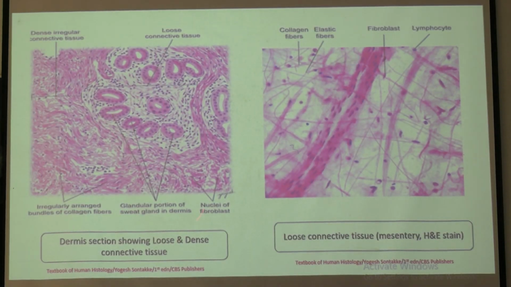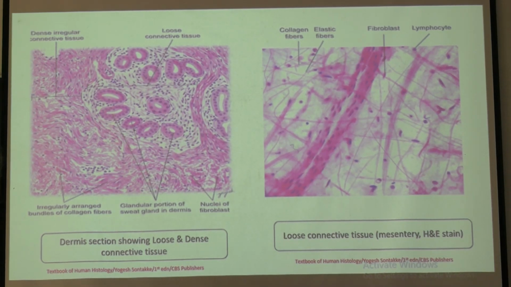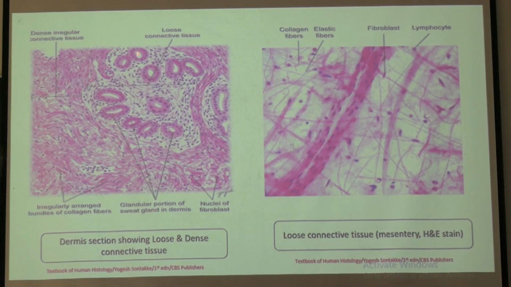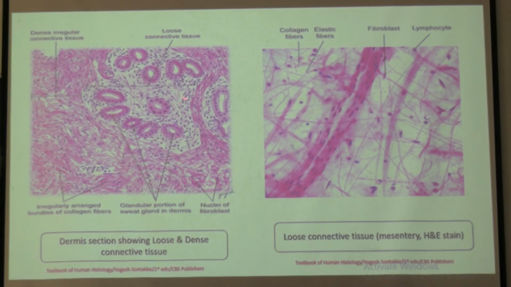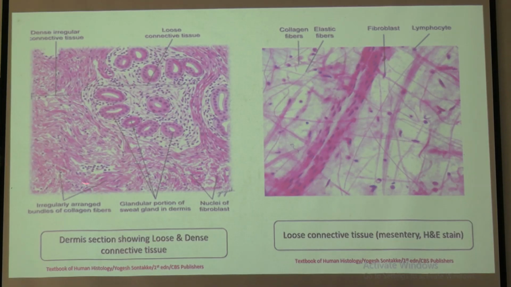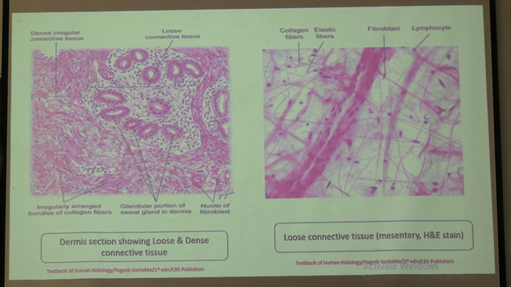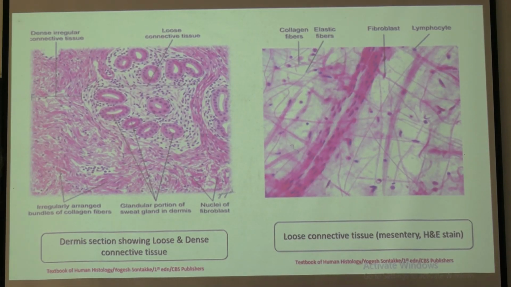See here, this is the dermis of the skin. Here you will see the dense connective tissue. Around these are sections of the different glandular portions of the sweat gland in the dermis. Surrounding this sweat gland is loose connective tissue, and outside it, this part consists of dense irregular connective tissue. Collagen fiber bundles are directed in different directions.